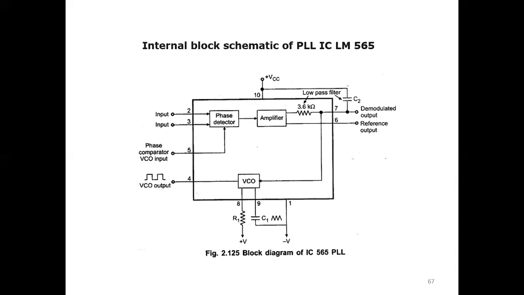This is the internal schematic of the 565, that is the phase detector, amplifier, and VCO. They are using R1 and C1 as the external resistor and capacitor for this circuit. As well, for the low pass filter they connect an external capacitor for selecting the frequency of the low pass filter. So this is the diagram.